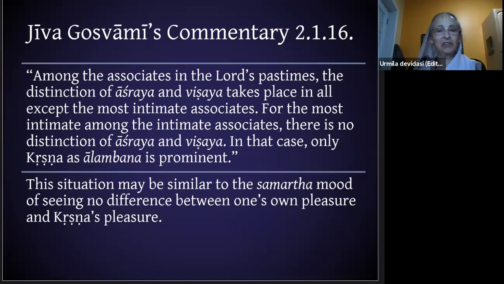Now we also have Jiva Goswami's commentary in 2.116, where he says, among the associates in the Lord's pastimes, the distinction of Ashraya and Vishaya takes place in all except the most intimate associates. For the most intimate among the intimate associates, there is no distinction of Ashraya and Vishaya. In that case, only Krishna as Alambana is prominent. Basically, you could say the devotee disappears.